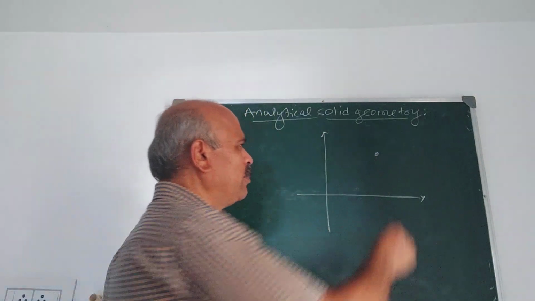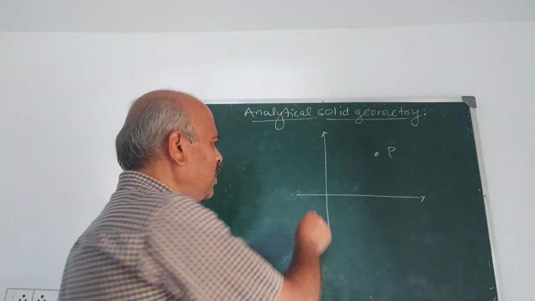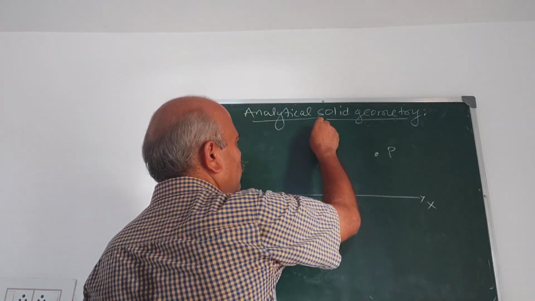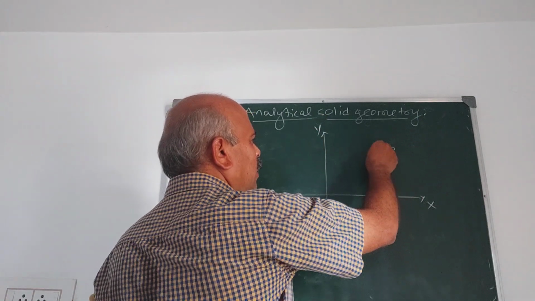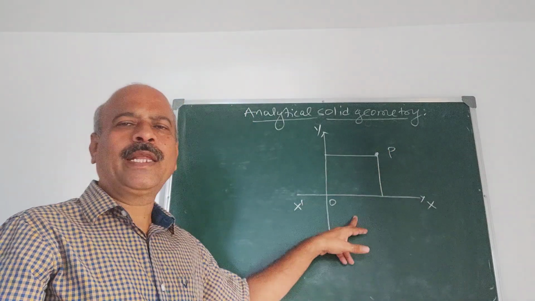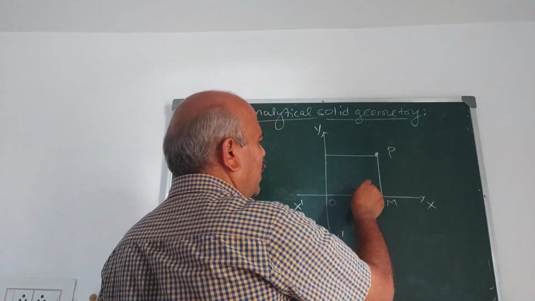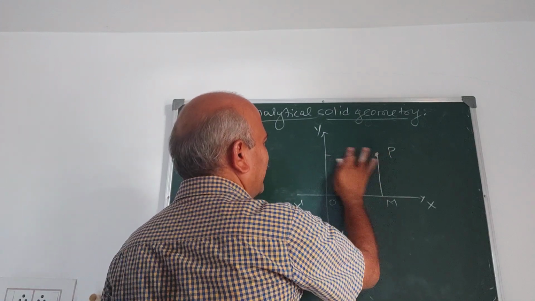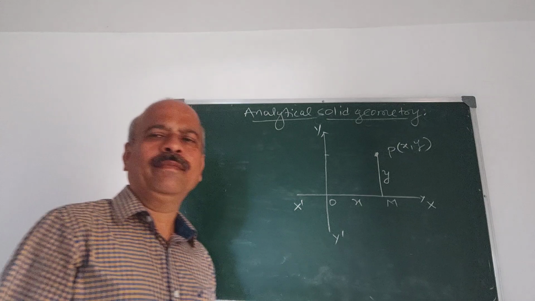To represent a point in the plane, we consider two mutually perpendicular lines. We name them the coordinate axes, x dash ox, y dash oy. A point is represented in the plane with reference to these two perpendicular lines, which are taken as coordinate axes. Now we draw the perpendicular like this. If OM is x, and PM is y, then the coordinates of the point are taken as (x, y).